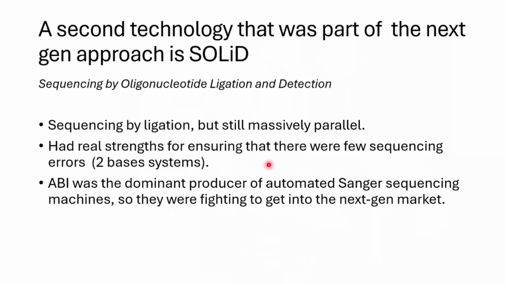This method is what SOLID refers to, sequencing by oligonucleotide ligation and detection, because your probes are oligonucleotides of 8 nucleotides specifically. 2 of them are specific to the bases that you're sequencing, and the other 6 have the probe attached to them, okay?